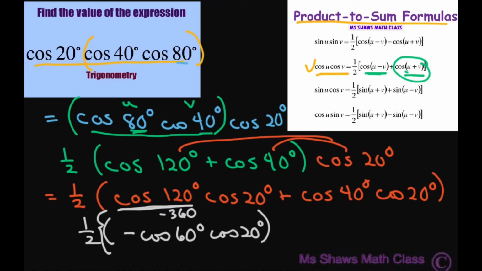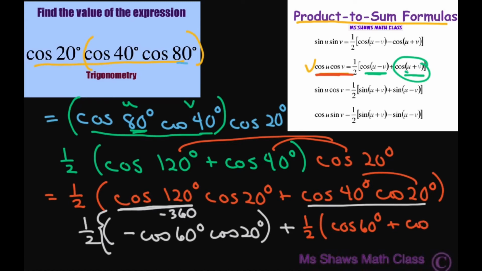There's a reason I'm doing that, because I'm going to have to split this one up. So I'm going to use this formula again, and this is going to be 1/2, and you do the same thing you did before. So it's going to be cosine of 60 degrees, because you're adding these two, plus, and then you subtract. So it's going to be plus cosine of 20 degrees. All right. Now that we have that, we can substitute this cosine of 60 degrees is 1/2. So that's what we're going to do there.